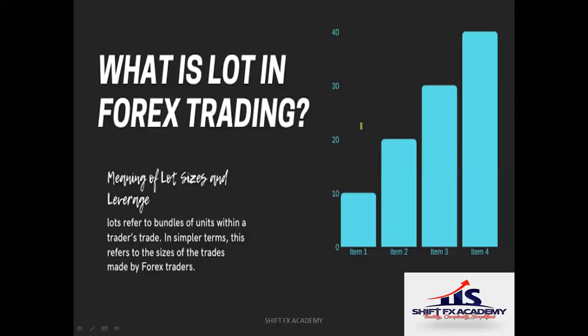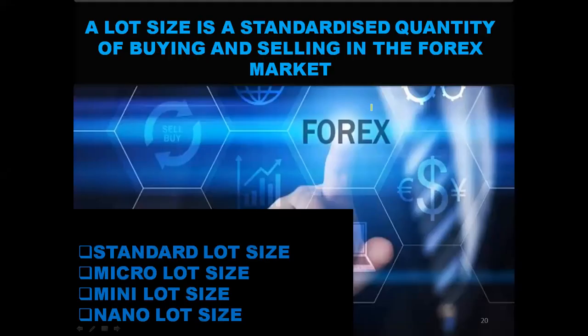The next thing I'll be talking about is lot size. What is lot size in trading? Lot size is actually a standardized quantity of buying and selling in the Forex market. There are 3 types of lot size: the standard lot, the micro lot, and the mini lot. These are the 3 lot sizes that are applicable in Forex. In other forms of market, like the volatility market, we have the nano lot, but that's not what we're talking about. So we'll just be concentrating on standard lot, micro lot, and mini lot.